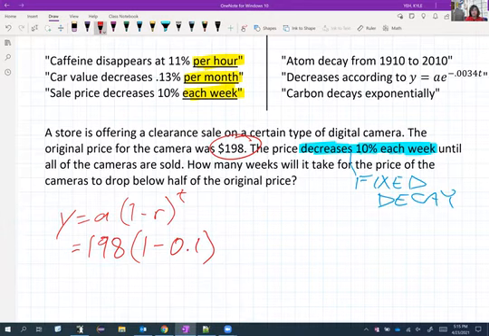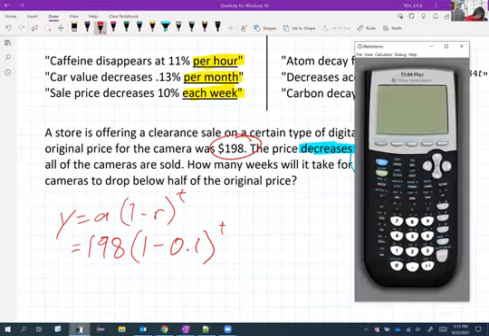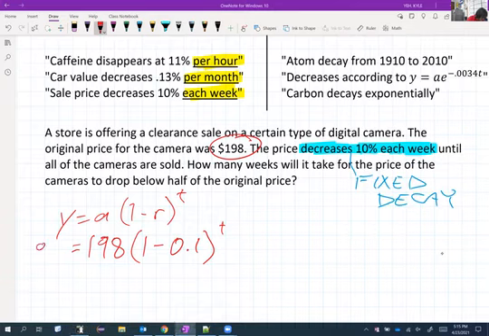I'm asked how many weeks will it take. So I know I'm looking for t, but that means I need to know y. It says how many weeks will it take for the price of the cameras to drop below half of the original price. So what I want to know is, what is half of the original price? 198 divided by 2. I want to know when we hit $99, because once we hit $99, half the original price, anything after that will be below.